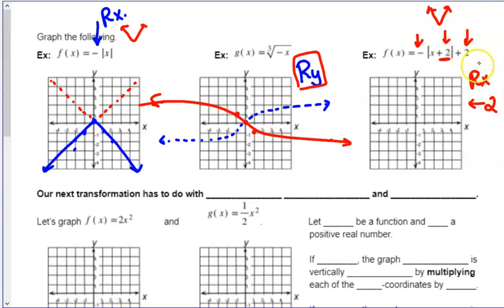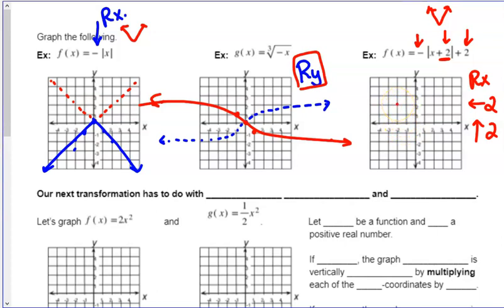And this is our vertical transformation. So this one we take the sign as is, therefore we are going to go up by 2. Okay? So let's see if we can do that all together. Here was our original V. Okay? I'm going to move that to the left by 2 and up by 2.